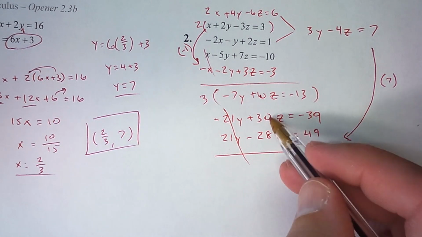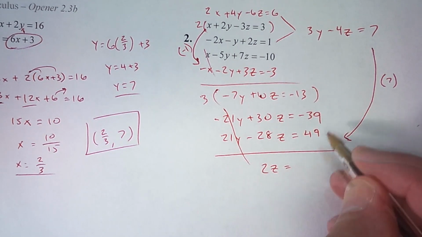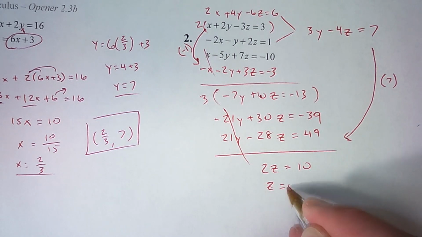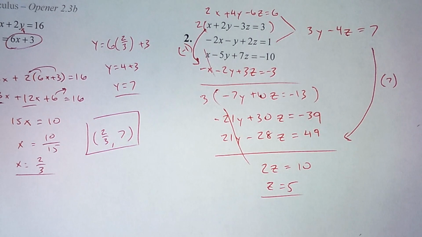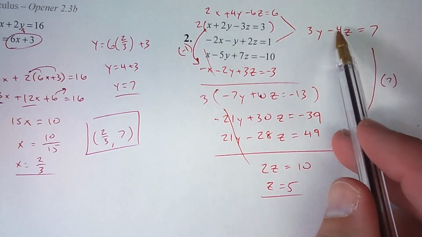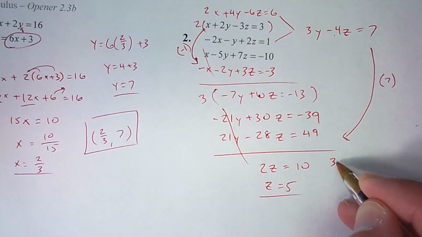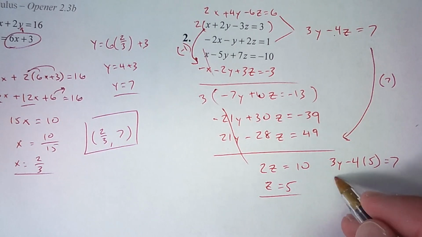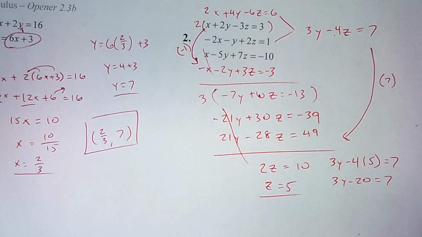Okay, so then I've got 30 minus 28, that's 2z, and then negative 39 plus 49 is 10, so I get z equals 5. Okay, now I will take that 5 for z and plug it into this equation, so I get 3y minus 4 times 5 equals 7. So that's 3y minus 20 equals 7. I'll add that 20 to the other side. 3y equals 27. And divide by 3, so I get y equals 9.